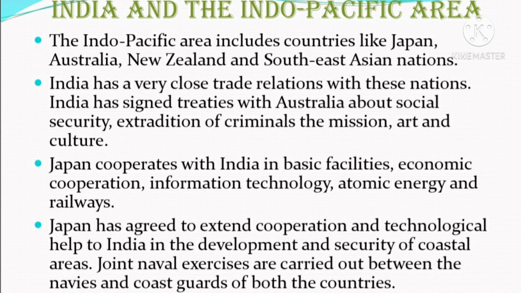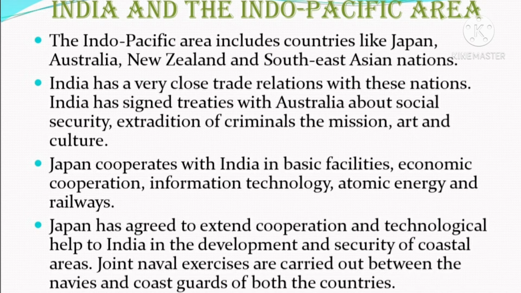Japan also cooperates with India in basic facilities, economic cooperation, information technology, atomic energy, and railways. Japan has agreed to extend cooperation and technological help towards India in the development and security of coastal areas. Joint naval exercises are carried out between the navies and coast guards of both countries. So you can understand here also, children, that when we learn about the countries located in the Indo-Pacific area, India has developed friendly, amiable relations with all of them.